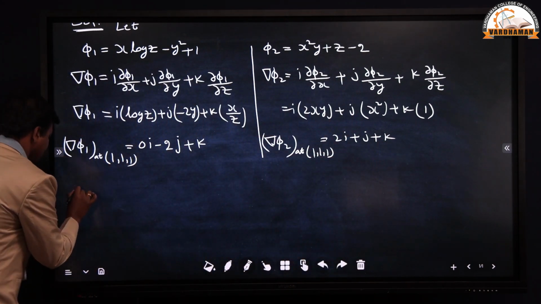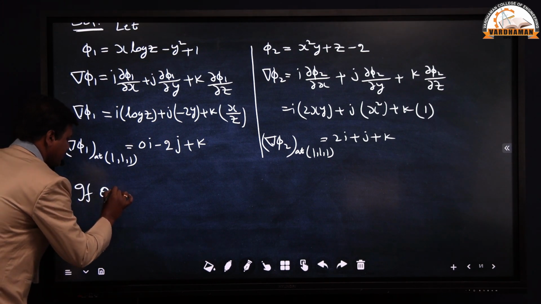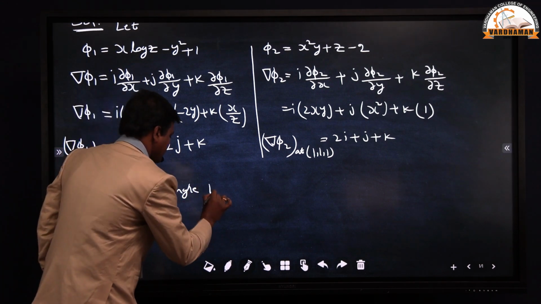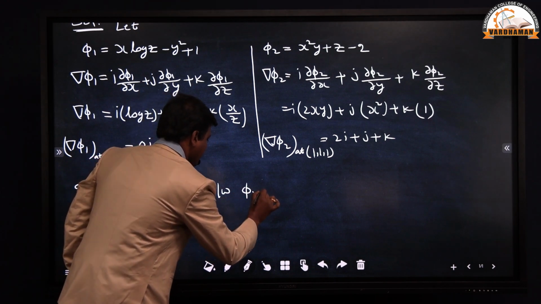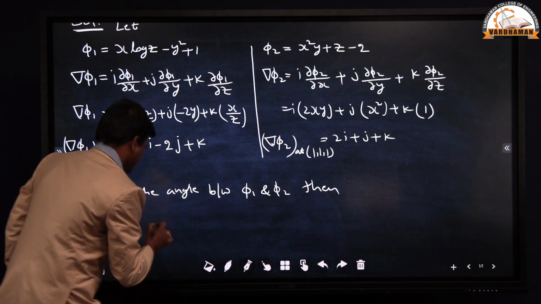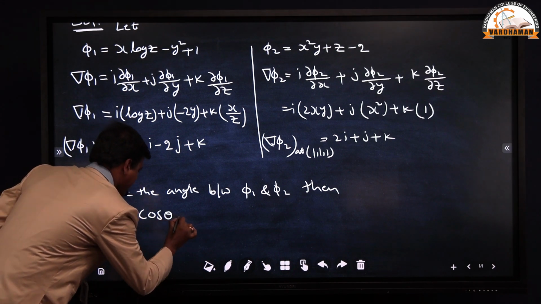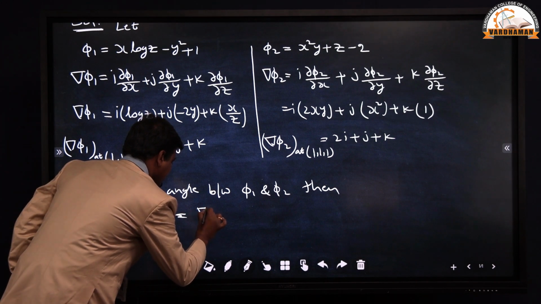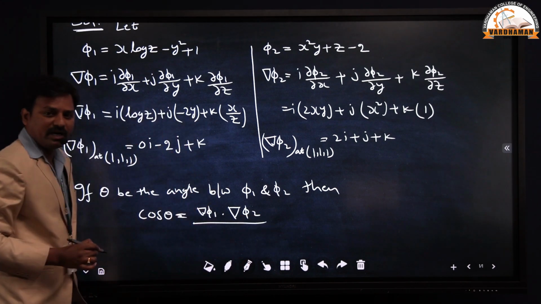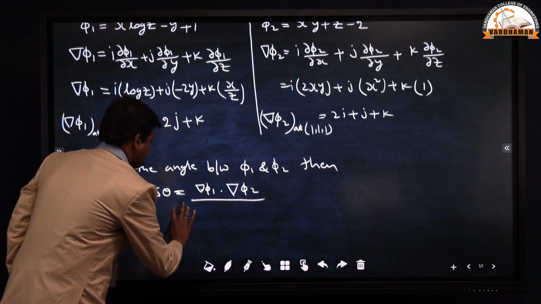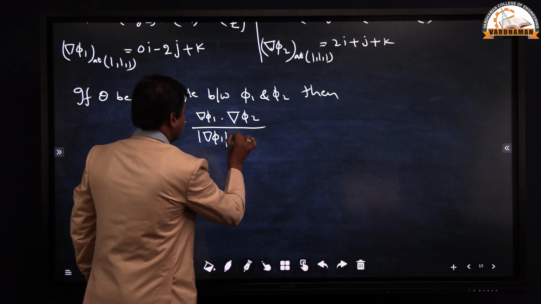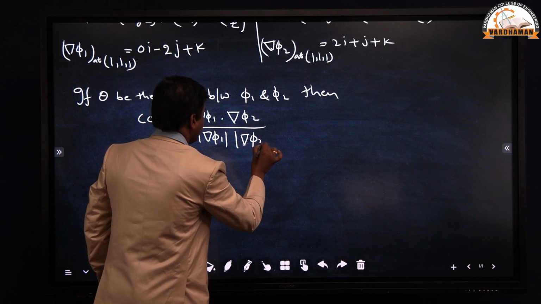Right. If theta be the angle between pi 1 and pi 2, then cos theta equal to del pi 1 dot del pi 2 by mod del pi 1 into mod del pi 2.